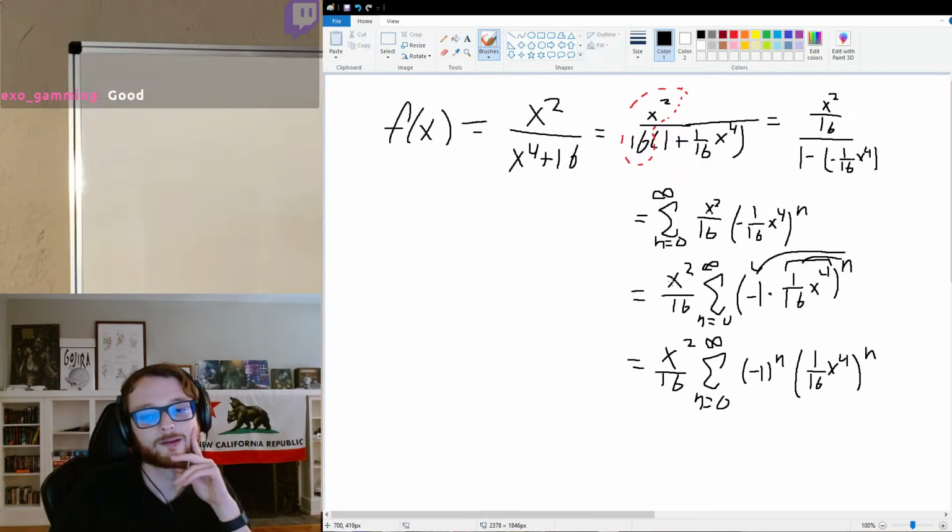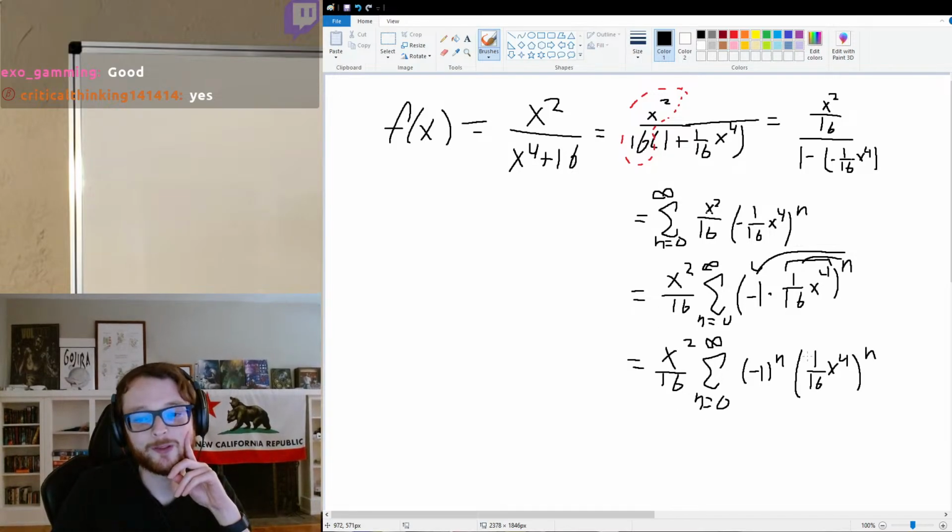Yes? Okay. And so I think this is where we switch gears and think about this as an alternating series more than a geometric series.